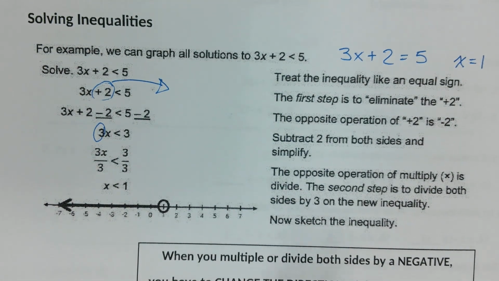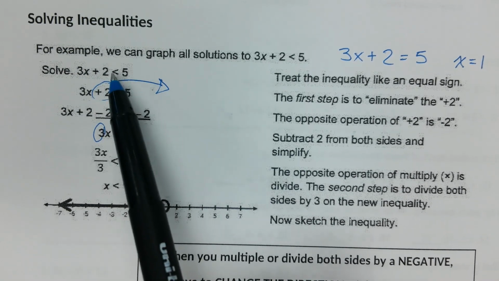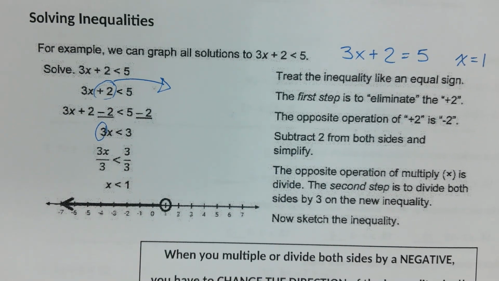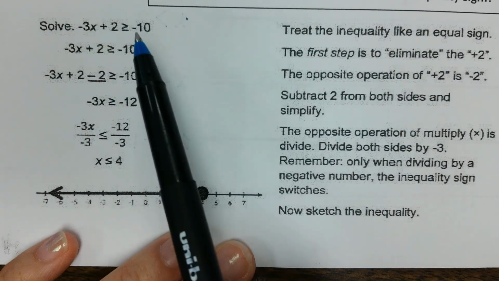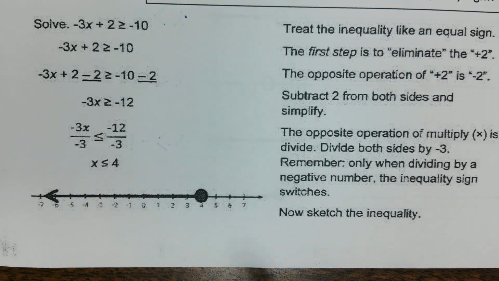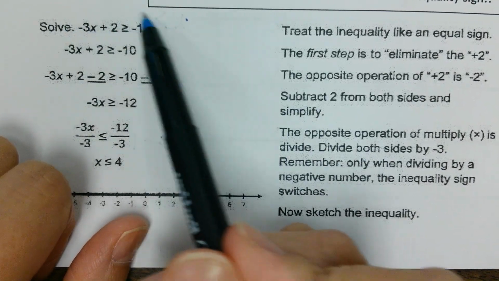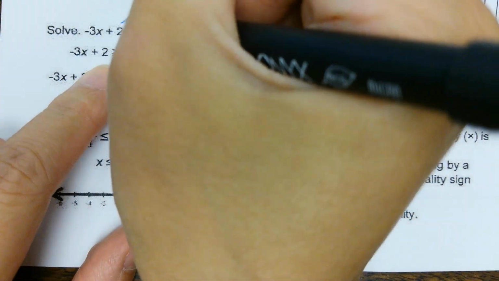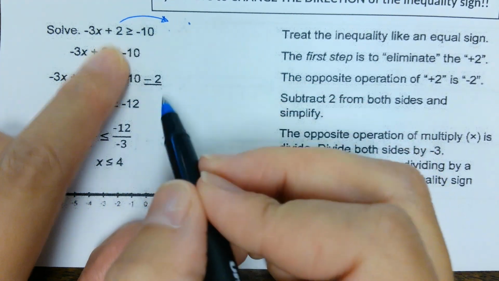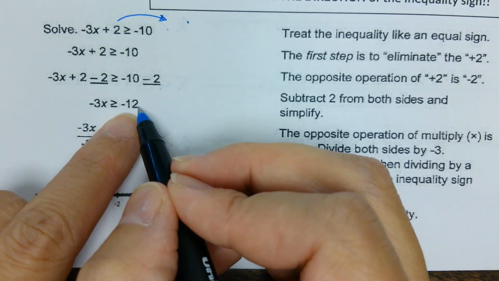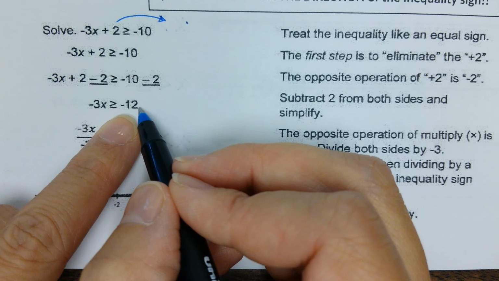It makes sense. Whatever number I plug in here, as long as it's less than 1, my result will always be less than 5. This one though, what's the only difference then? For example, this example. If treated like an equal sign, what would I do first to solve for x? Yeah, move that 2 over. When I move that plus 2 over, I would subtract 2. Good. So then I get negative 3x is greater or equal to negative 12. What's my next step?